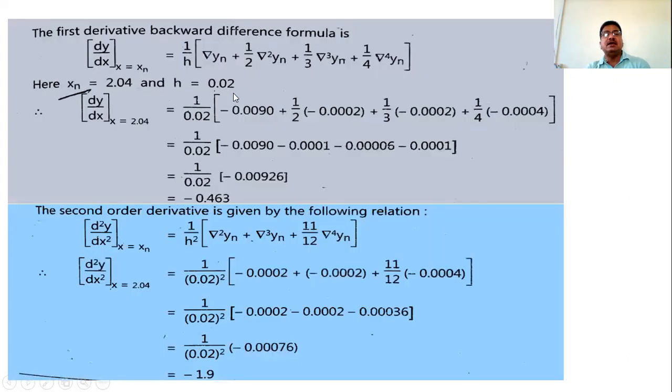0.02 is h. Then dy by dx at x is equal to 2.04, that is at the last point, is what? This is 1 by h, that is 0.02, and del yn, del square yn, del cube yn. Substitute all the values from the table.